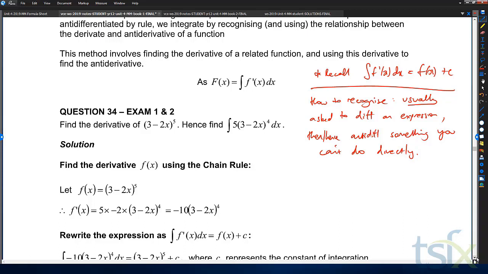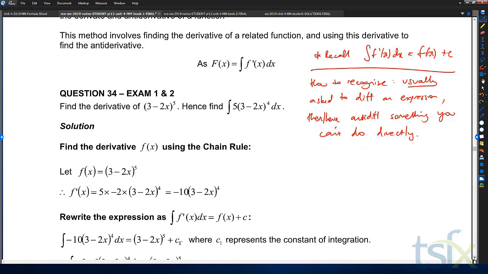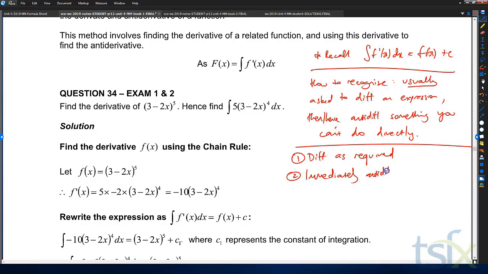So our method is as follows. Everyone does the first step the same, and that is differentiate as required. Differentiate as required, and that should be the easiest step. Now what we do is immediately anti-diff each term, which seems backwards. You think, I'm back where I started from, but trust. And then thirdly, we isolate the question.